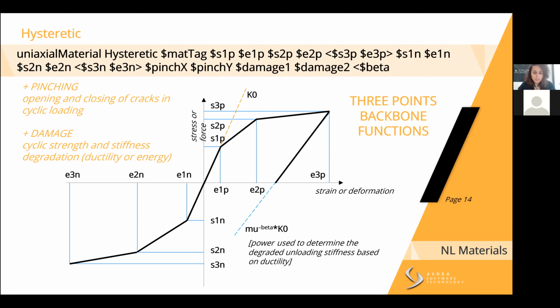What you need to know is it's just a 3-point backbone function. So you define the coordinates of the backbone with the first parameters that are there. You can have 2 points or 3 points additionally, and you can have them both in the negative and in the positive quadrant. And also what you can add is pinching, to model the opening and closing of cracks in cyclic loading, and damage, both in terms of ductility and energy.